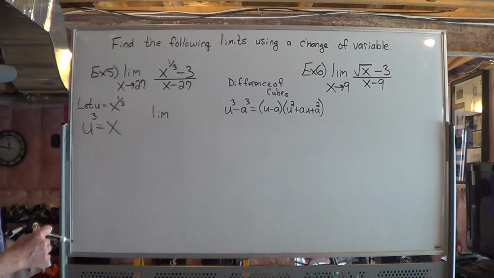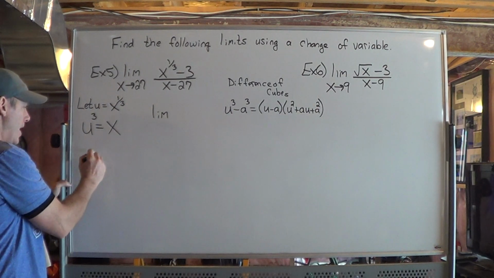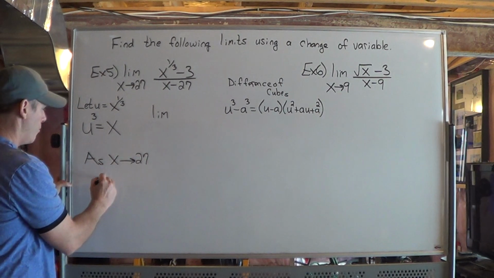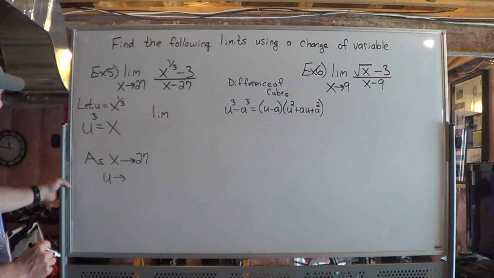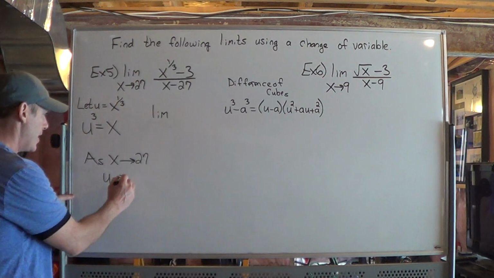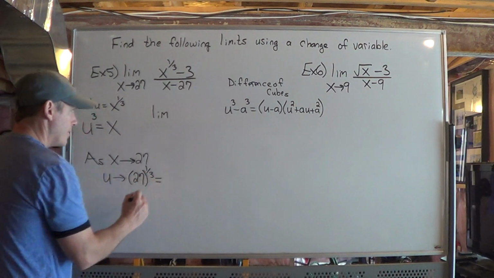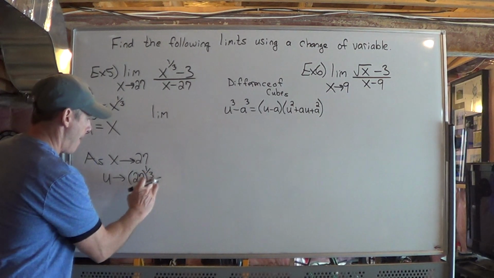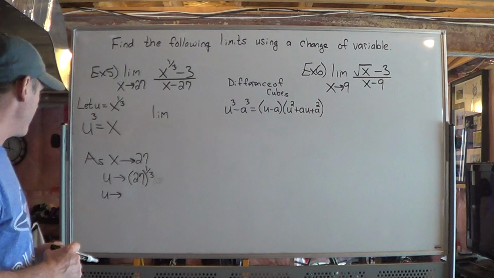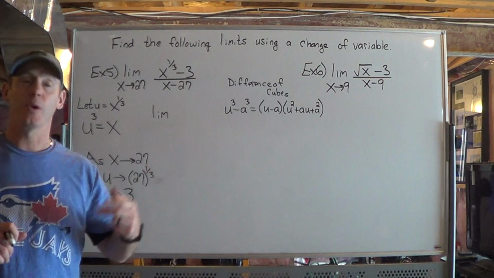But I do need to figure out, because we're switching to u's, what my approaching is going to be. So as x approaches 27, what would u approach? Well, I put a 27 in here because we know u is equal to x to the 1/3. And so I would have 27 to the 1/3. Which again means we are finding the number multiplied by itself 3 times that will give you 27. And that number in fact is 3, because 3 times 3 is 9, times 3 is 27.